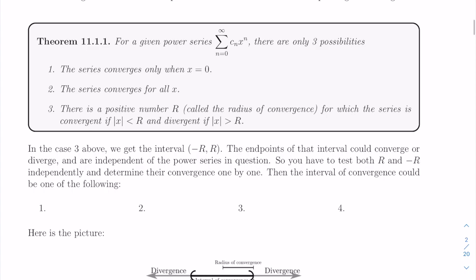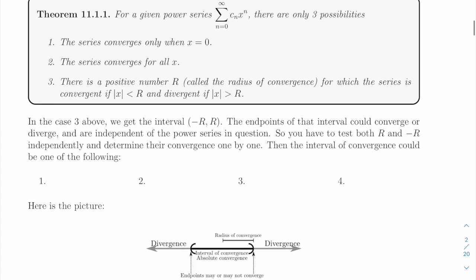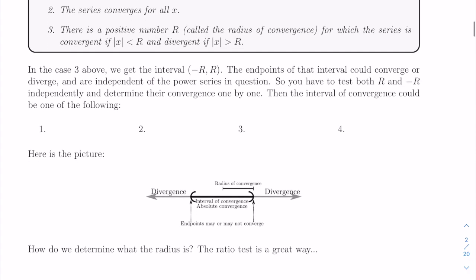Then the interval will be centered at the point 0, and plus or minus some number called the radius. Now, it may or may not converge at that endpoint, so there are 4 different ways that this could look. It could look from minus r to r, with the endpoints included or excluded, depending on what happens at the endpoints. It's very easy for them to either converge or diverge.